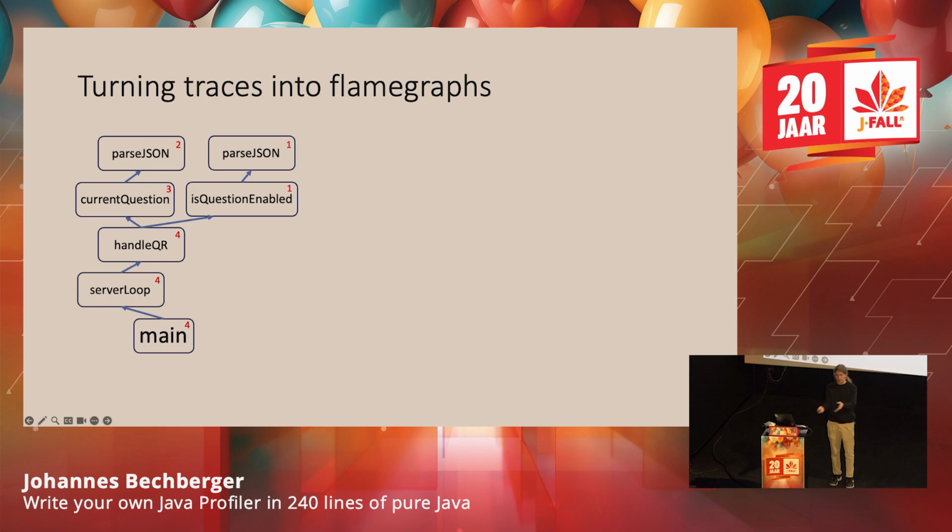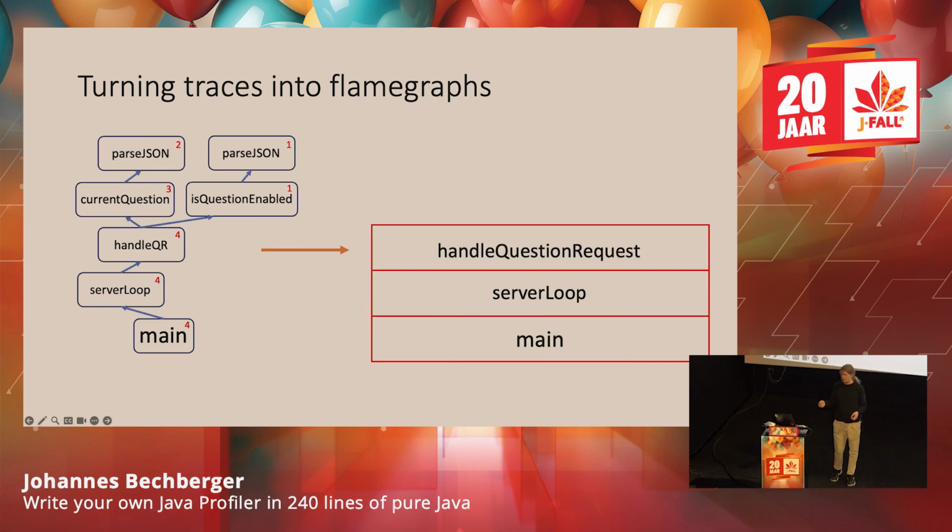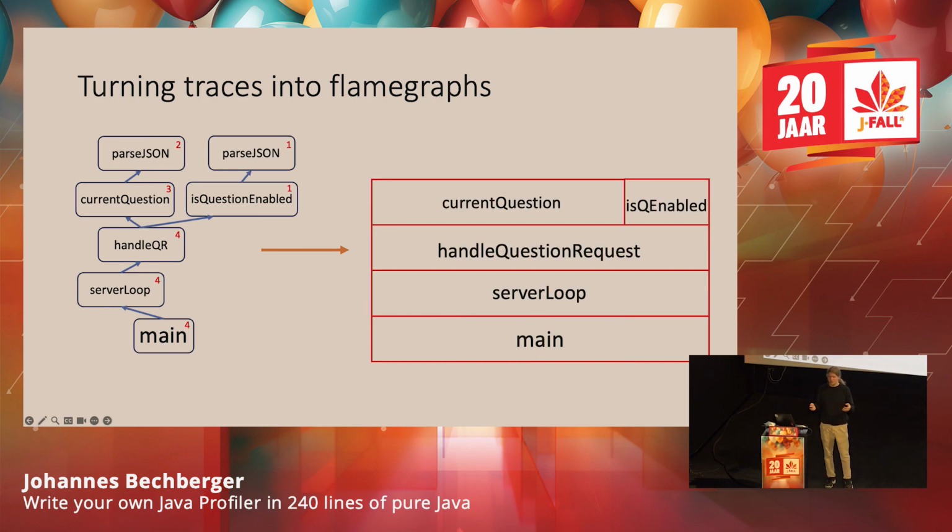But in this example we're bored now, and we want to get back to flame graphs. And it's quite easy. We know, for example, that the most time a method took was 4 time slots, and so we divide our bar by 4, and then we build it up. As you see, it's essentially just a different visualization of our tree.